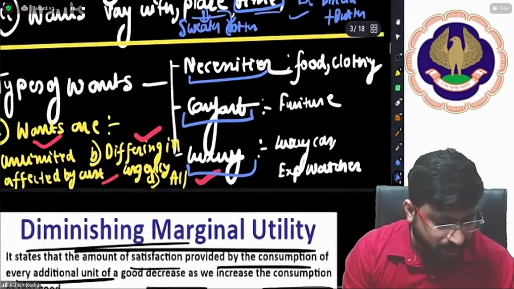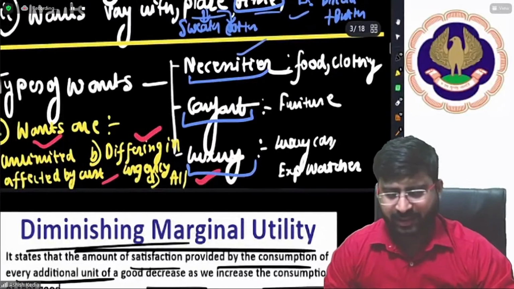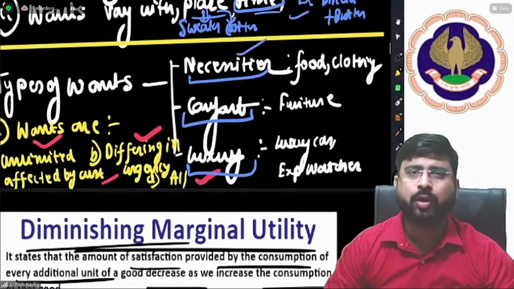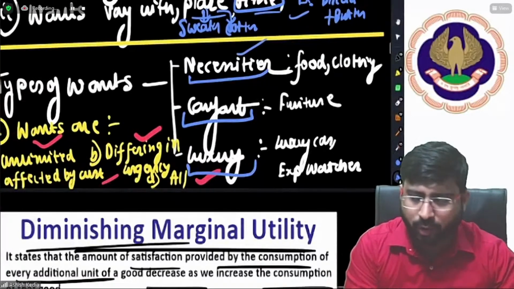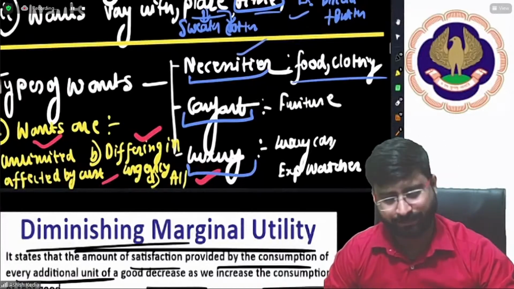Moving on. Types of want. So mainly speaking, we have 3 types of want. Number 1 is the necessity. Necessity is the want for food, clothing, shelter. Roti, kapda or makan. You all know. Because without this, our survival will be in question. So food, clothing and shelter. This is the basic want, and that is a want for necessity.